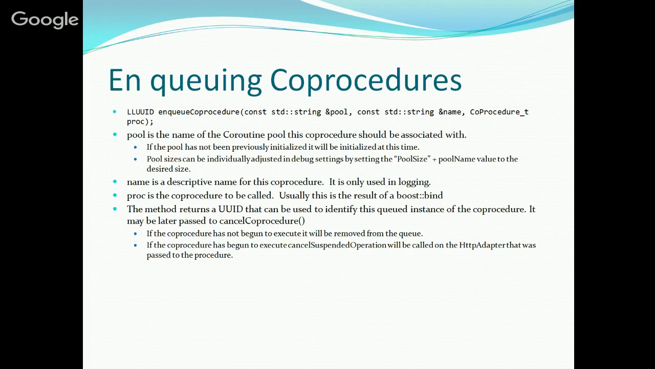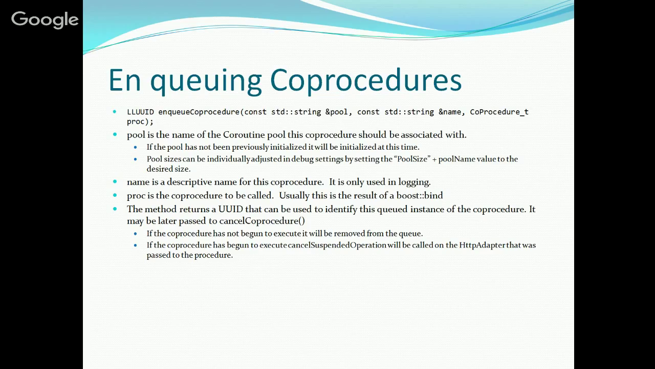Again, the pool is the name of the pool. If that pool has not been previously initialized, it will be initialized on first reference. If that pool is not known, it will be created and it will be given a default size of 5. You can adjust the pool size from the debug settings by setting the pool size plus the name of that pool size.